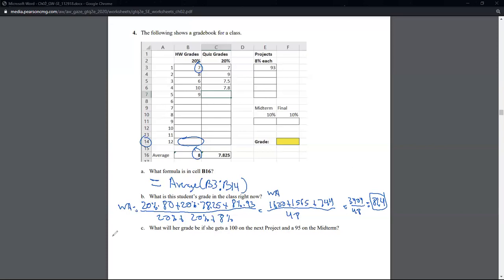All right, part C, beefing it up a little. Now we got some more grades. Still not a completed course. We got 100 on the next project, so with part B, now this is 100, and a 95 on the midterm.